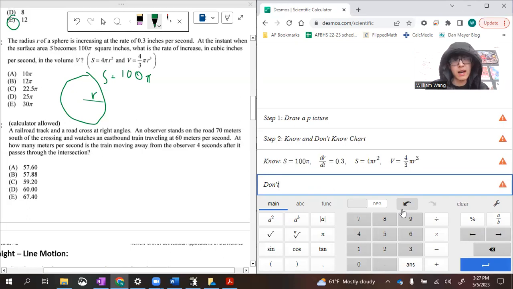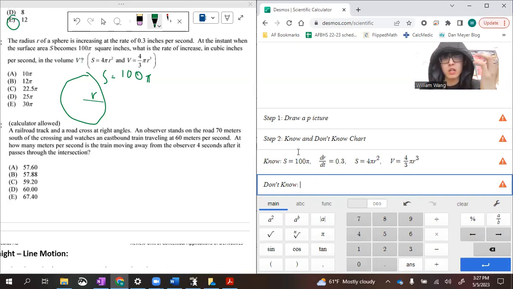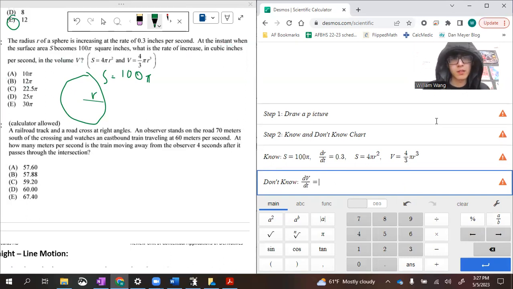All right, what do I not know? Okay, well, what am I trying to find? What is the rate of increase in cubic inches per second in the volume V? So I'm trying to find the rate of change of my volume, so I'm trying to find dV over dt. That's ultimately what I'm trying to find. I'm not trying to just find the volume. I'm trying to find the rate of change of the volume, so dV over dt.